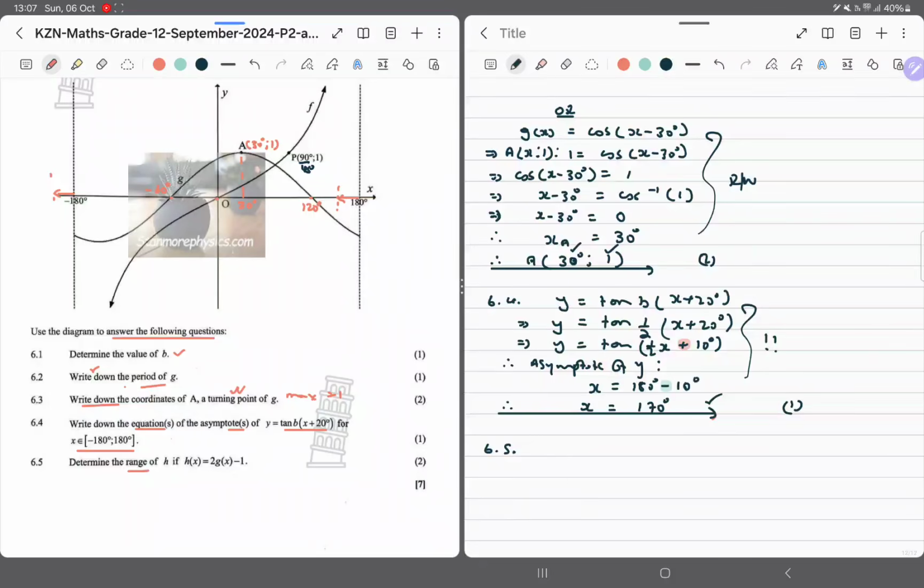Now determine the range of h of x if this is the case. Okay, h of x is basically 2 times g of x minus 1.